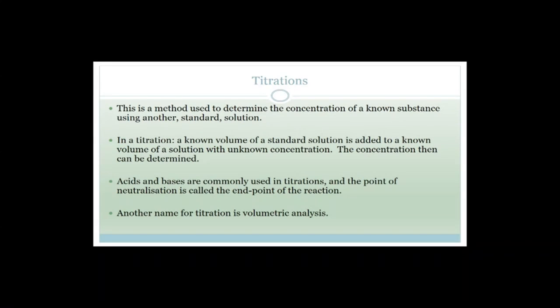At the moment, all you need to know is that it's a method that we use to determine the concentration of an unknown substance using another standard solution. If we've got a standard solution, we can use titration, which is a method of working out what the unknown substance's concentration is. In a titration, a known volume of a standard solution is added to a known volume of a solution with unknown concentration, and the concentrations can then be determined.